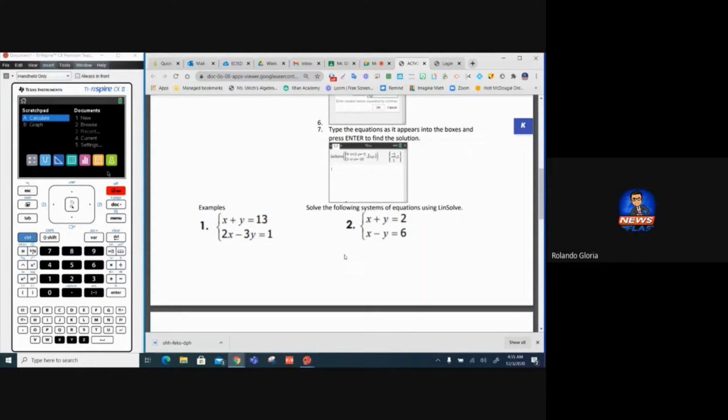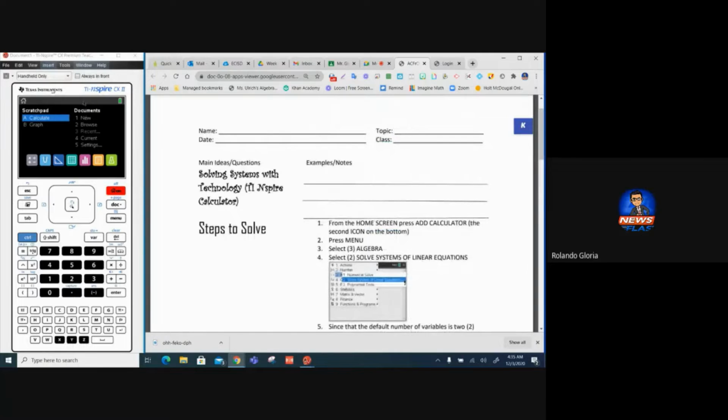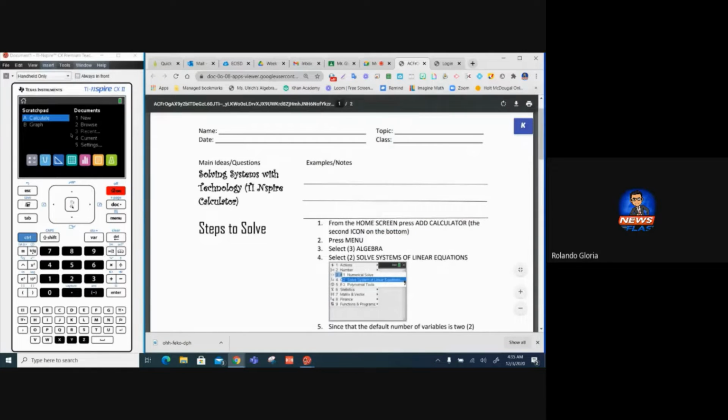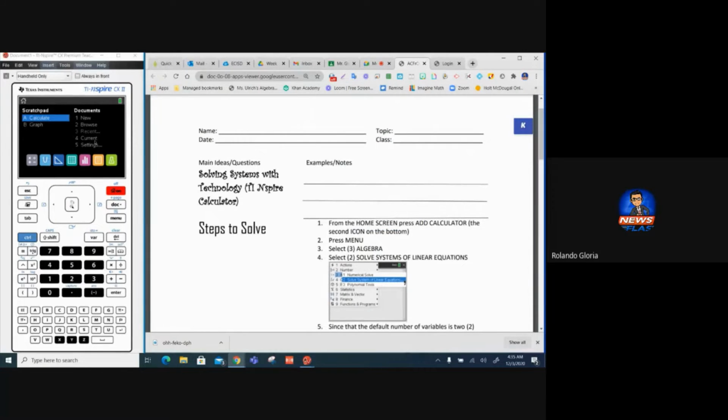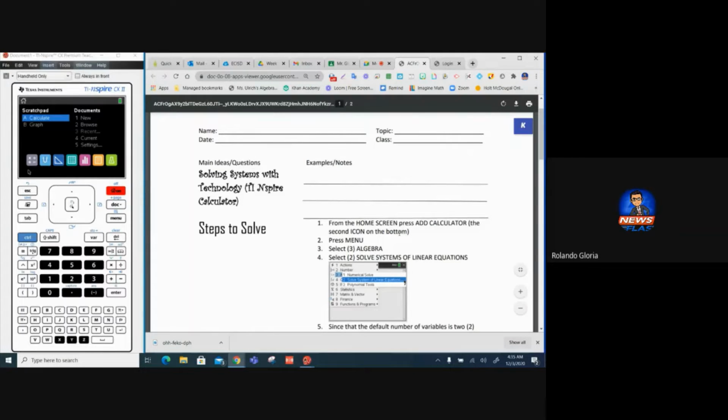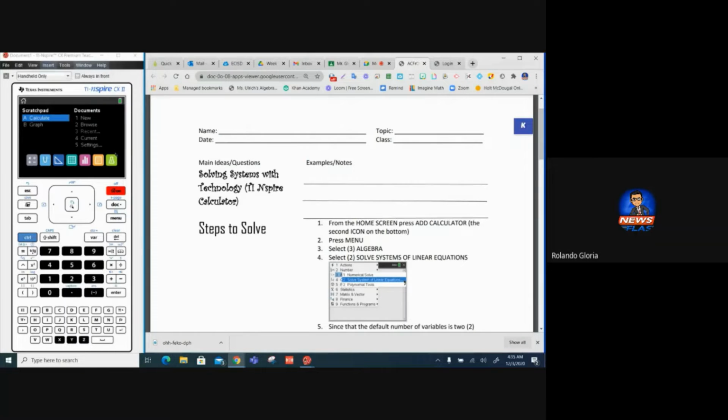Step 1 is from the home screen right here. On the left side, it's the TI Nspire calculator. So we're gonna press the home screen. Right now I'm on the home screen. And then we're gonna go to the add calculator.